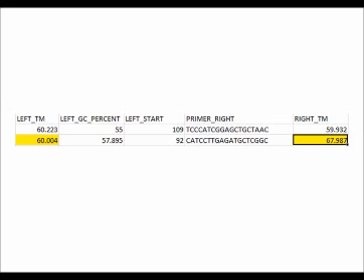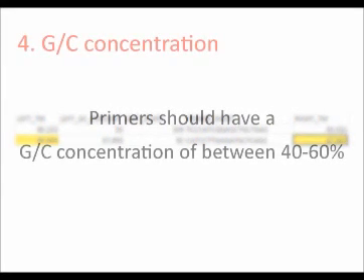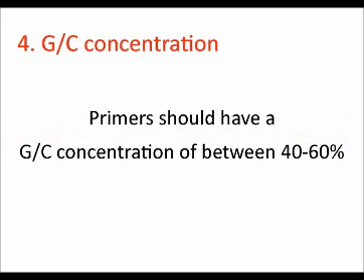Okay, so moving on to the next criteria, number 4, we've got GC concentration. Basically, this criteria dictates that all primers should have a GC concentration between 40 and 60%. That means that over the course of the primer there shouldn't be less than 40% of the primer made up of G and C, but also not more than 60% made up of G and C. Or guanine and cytosine if you want the full term for the name of the base.